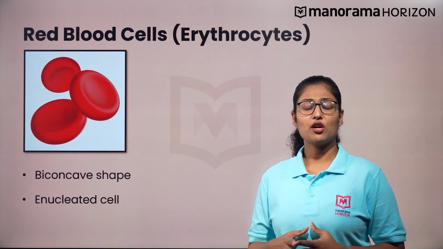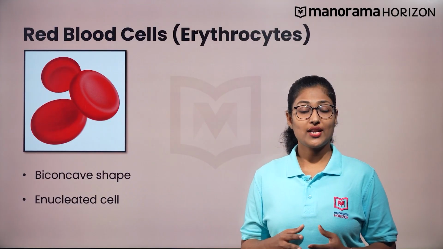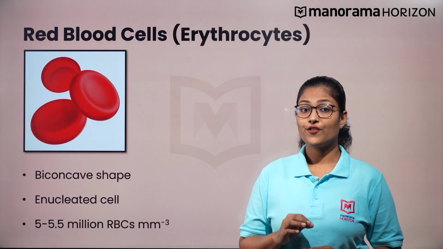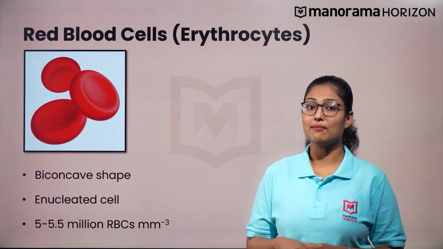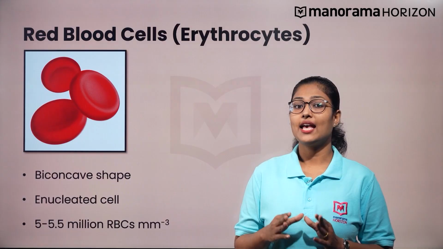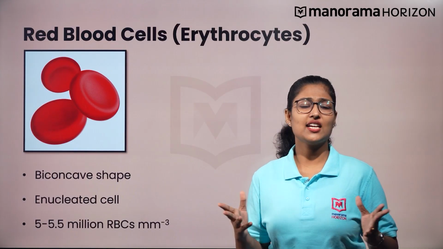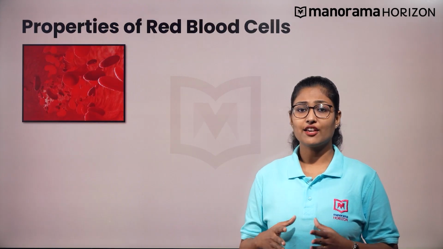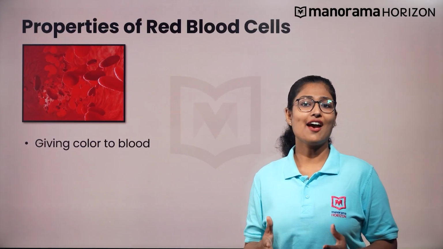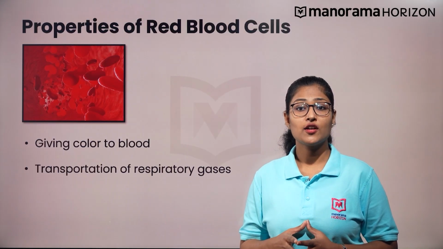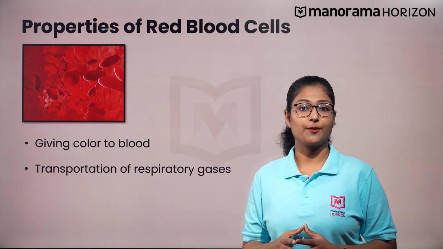So, what about the quantity of RBC in a living body? On an average, there are 5 to 5.5 million RBCs per cubic millimeter of blood in a healthy adult. Do these cells have any other functions other than giving color to the blood? Let us check. They have the significant property of transporting respiratory gases to different parts of the body.